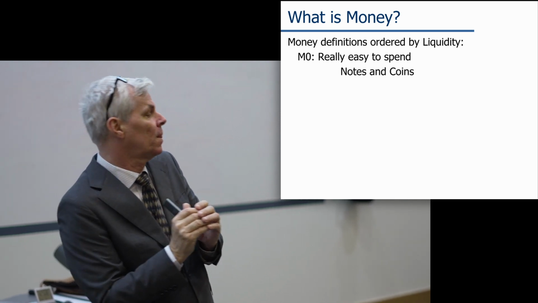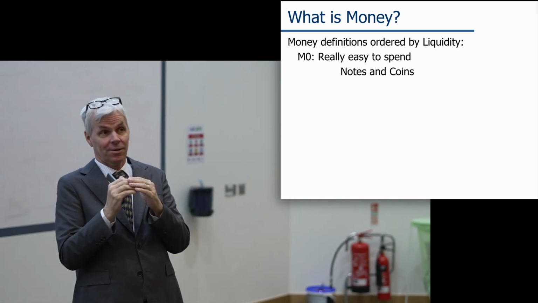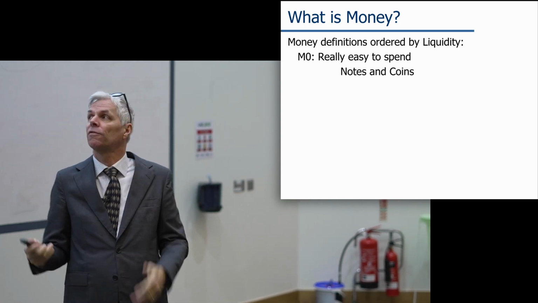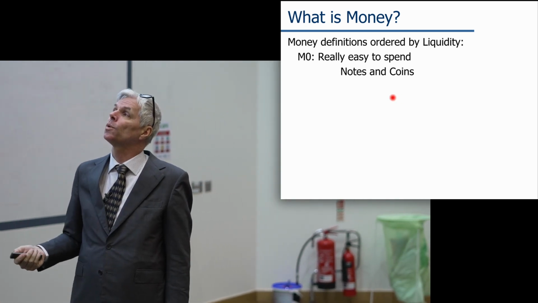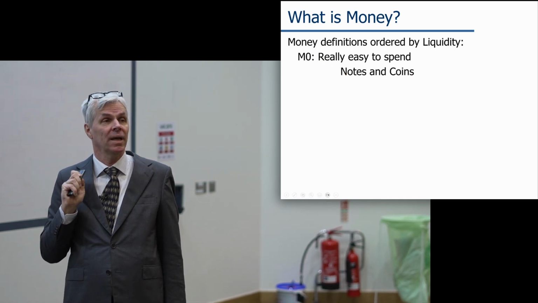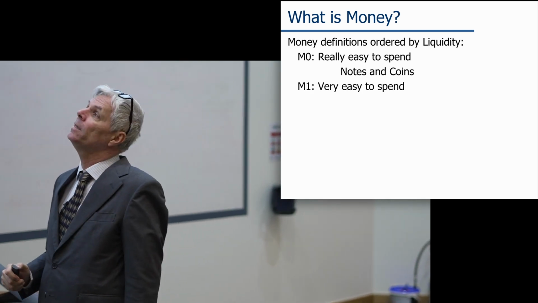And certainly, if you want to buy anything illegal, notes and coins are king, right? But lots of other things. Notes and coins are generally good for buying stuff. So notes and coins we're going to think of as the most liquid, and we're going to give them the name M0. Okay? And then M1 are going to be things that are very easy to spend.